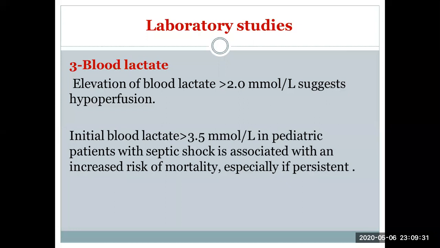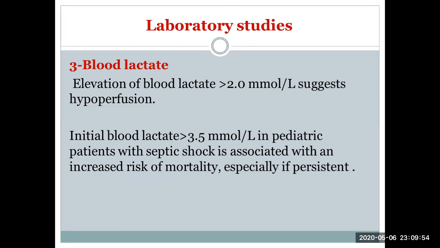Studies say if the initial blood lactate is more than 3.5 millimole per liter in a septic patient, that is associated with increased mortality. So when you have a patient with a lactate of, let's say, 5 or 7, don't leave the patient till you take that number down with your aggressive management. Otherwise, you will lose the patient. So lactate is a very good indicator.